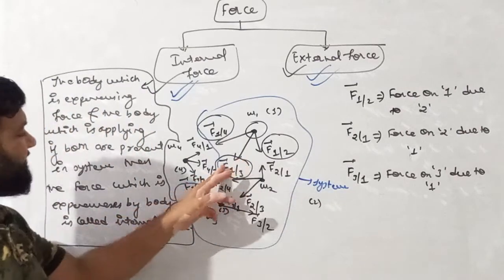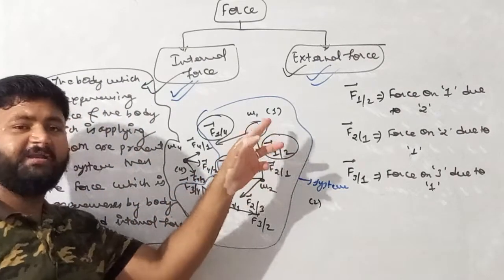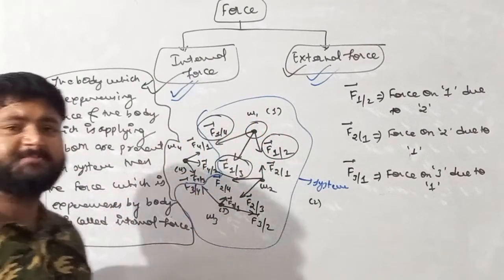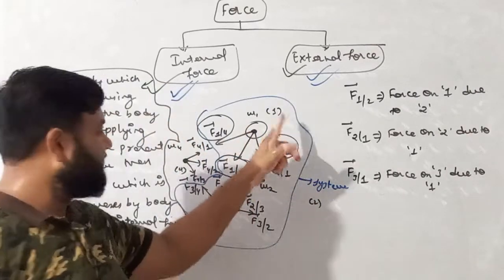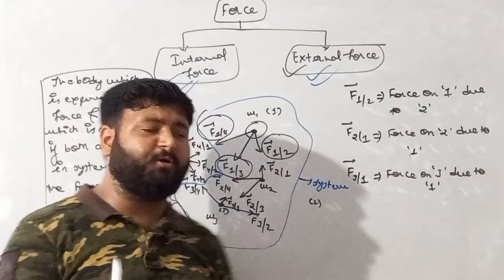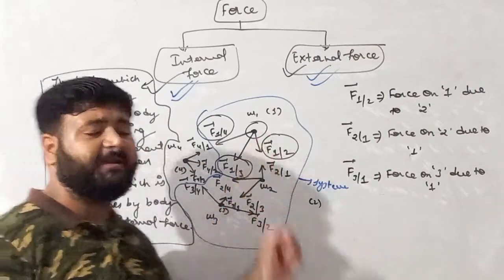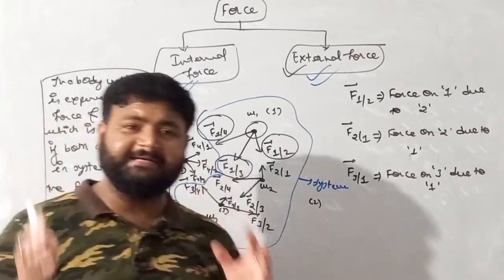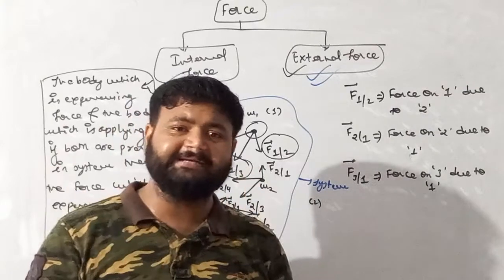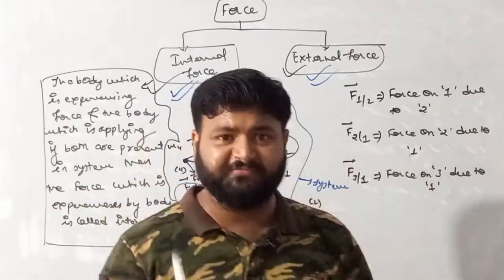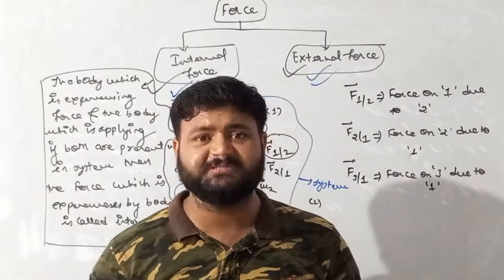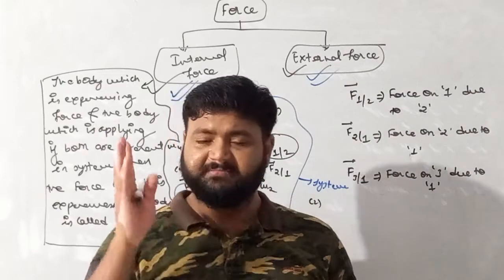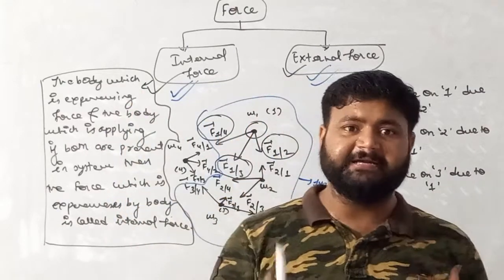Let's move forward. F13. Now see, force on 1 due to 3, that is force is applied by 3 and experienced by 1. Both the bodies are present in system. Hence we will say F13 is also called internal force. I am repeating once again, if the body which is experiencing force and the body which is applying force, both are present in system, then that force is said to be internal force.